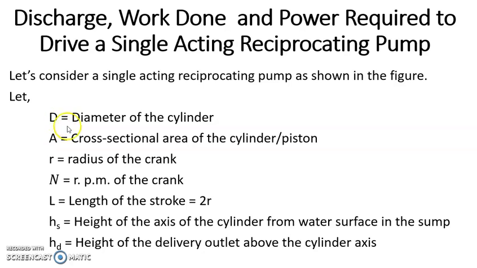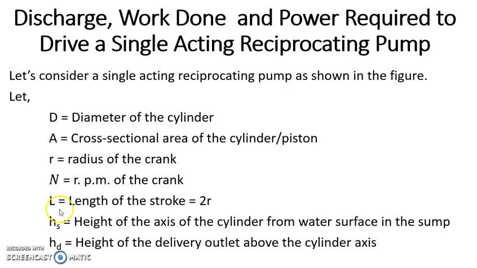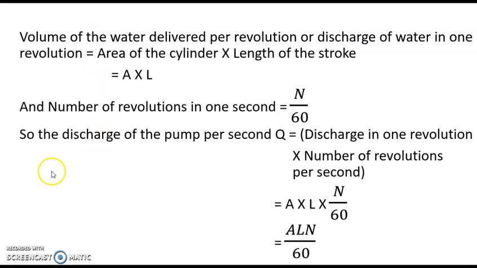Let's assume D is the diameter of the cylinder, A is the cross-sectional area of this cylinder or piston, and this R is the radius of the crank. This L is the length of the stroke, which is equal to 2 times the radius of the crank, so L is equal to 2R. And this is HS, which is the height of the axis of the cylinder from the water surface in the sump. And this is HD, which is the height of the delivery outlet from the cylinder axis.